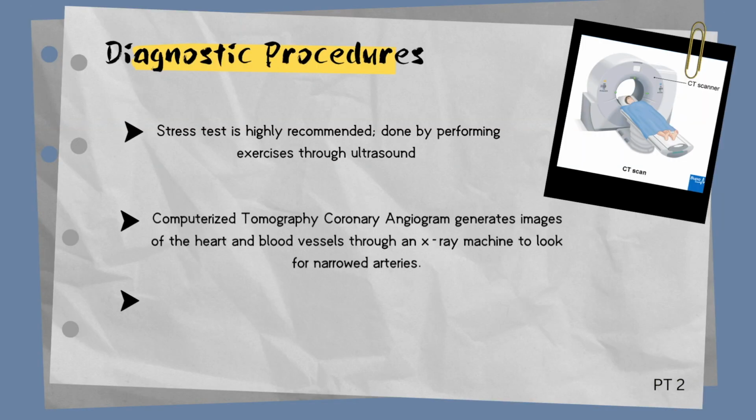The CT angiogram is a much better option compared to a standard angiogram since it has a lower dose of radiation and is done by a non-invasive procedure. The computerized tomography coronary angiogram generates images of your heart and its blood vessels through an X-ray machine that allows it to look for narrowed arteries.